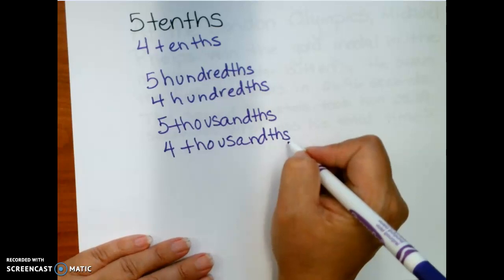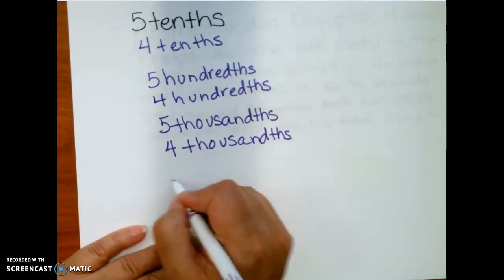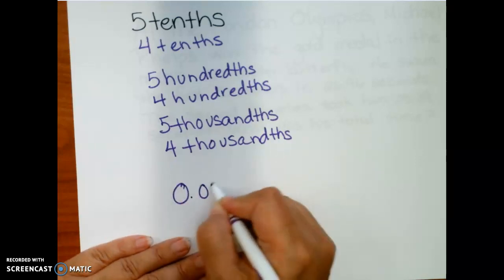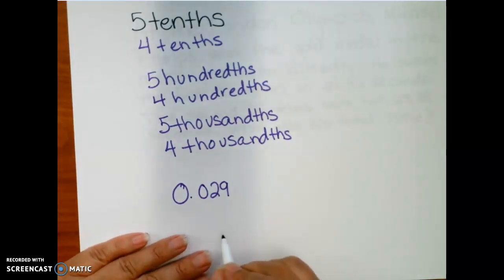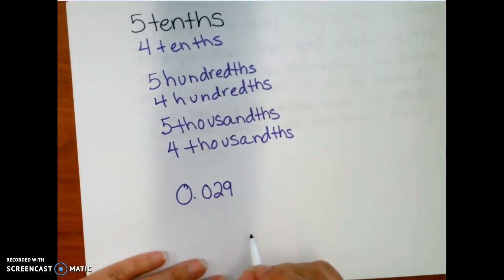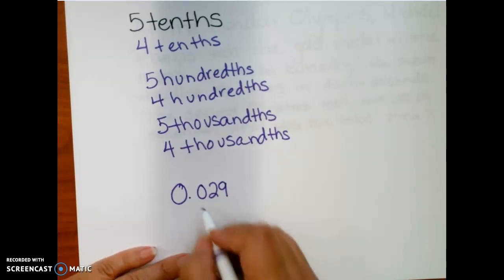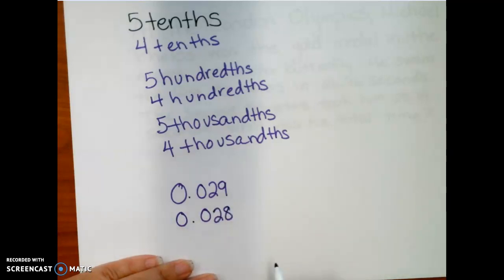Now, if I have this number, 0.029, which is 29 thousandths, what is 1 thousandth less? 1 less thousandth is 0.028.